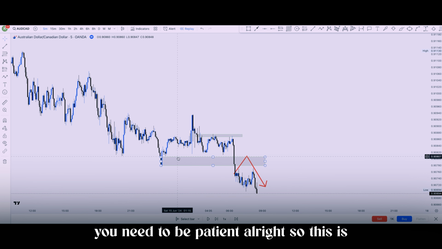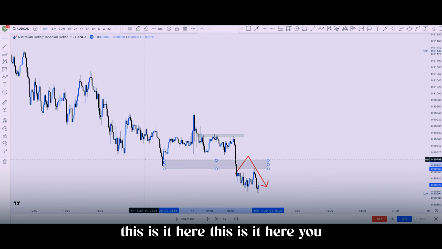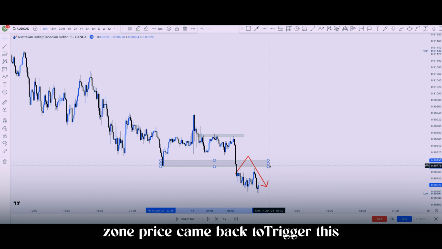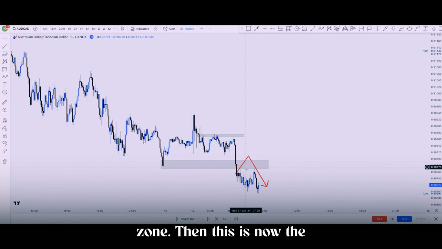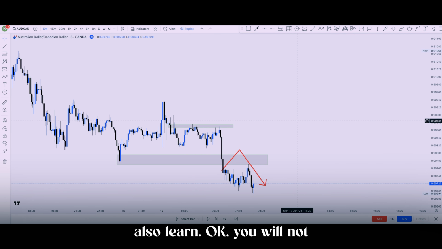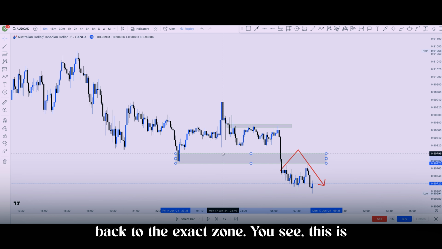All right, so this is, let's draw it well, correct? So this is it here. You can see that price came back to that zone. Price came back to trigger this zone. Then this is now the retest. Now there is one thing you should also learn, okay?